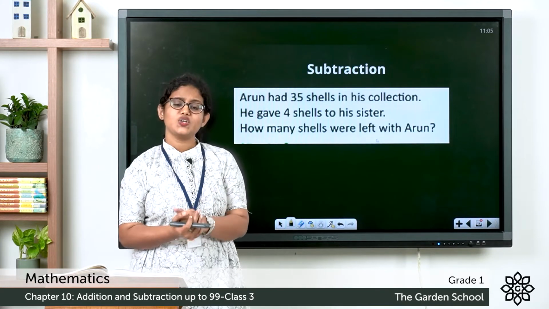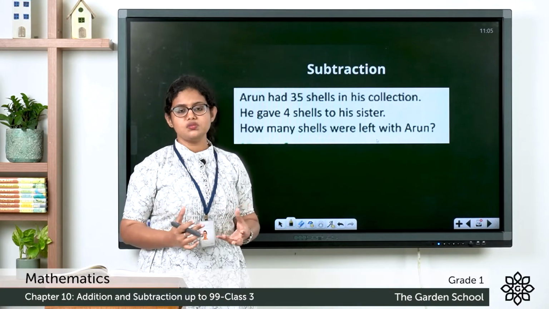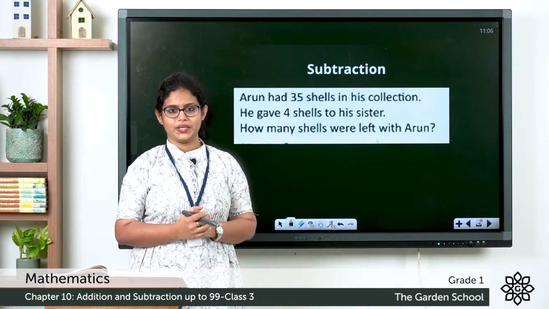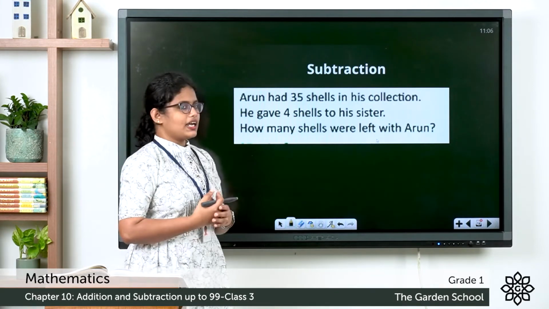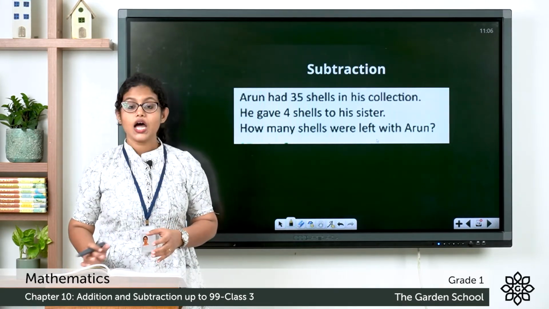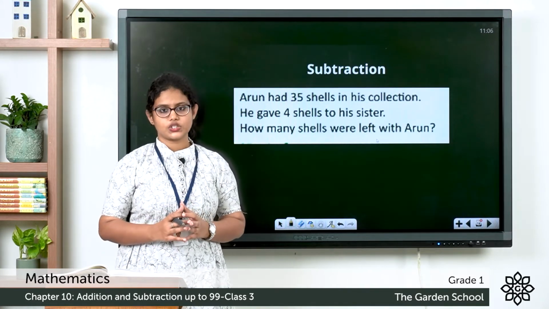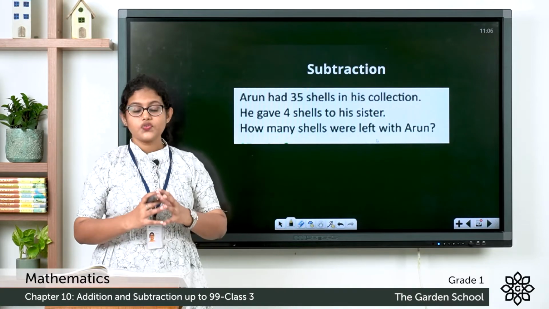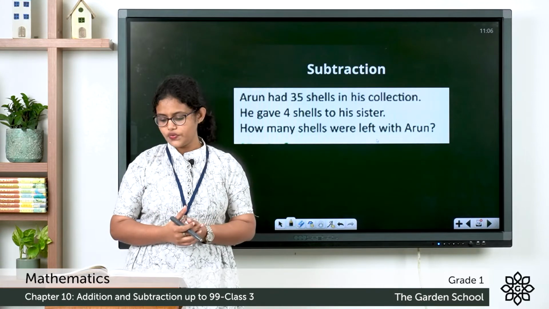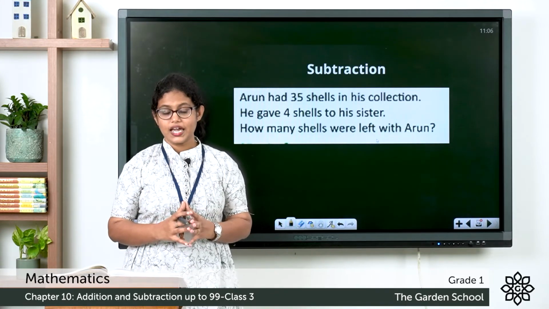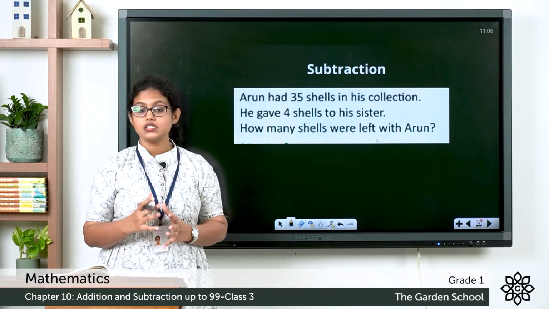Now let's move to subtraction. So you have already learnt about subtraction, right? So subtraction means taking away. So let's discuss one problem. Let's read this. Arun had 35 shells in his collection. He gave 4 shells to his sister. So Arun had 35 shells with him, and from that he gave 4 shells to his sister.